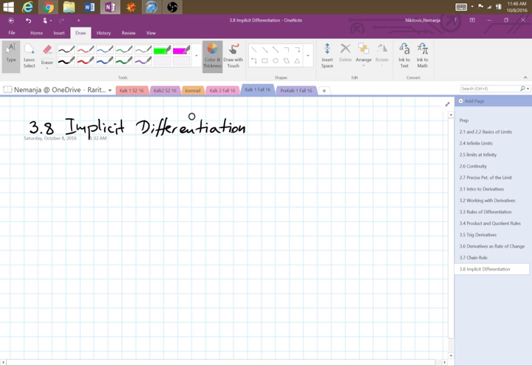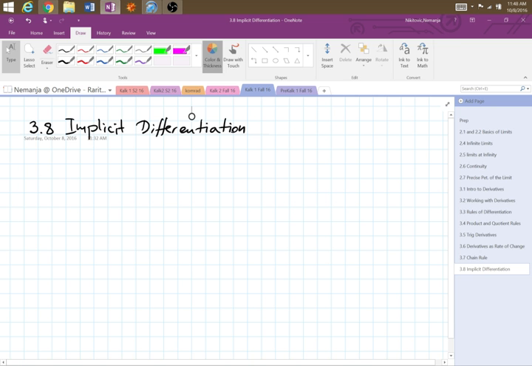Section 3.8, implicit differentiation. It's one of the necessary techniques of differentiation. You might not always have an explicit form. You might not always have a function. So there is this method that helps us, which utilizes chain rule, to differentiate even those relations which are not functions.